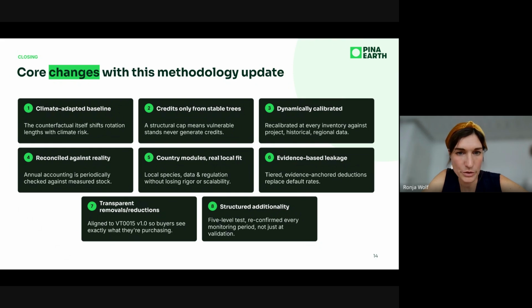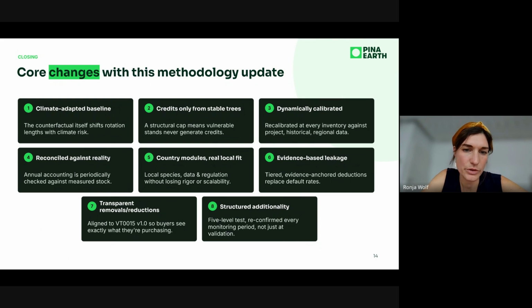And on the methodological structural side, we have the country modules, which ensure a real local fit with national geographic, but also legislative, management, and behavior aspects, using local data sources from local scientific institutes, without losing the rigor or scalability of the methodology in general, but having a really good national fit. Then the evidence-based leakage assessment that I just explained is now tiered and anchored, and the deductions are evidence anchored instead of default rates.